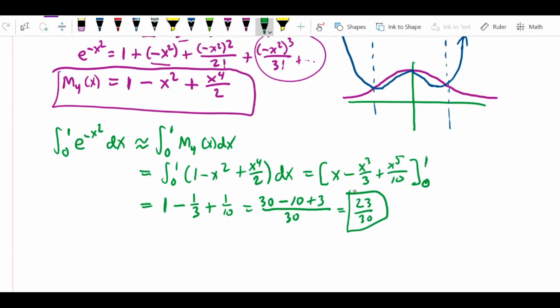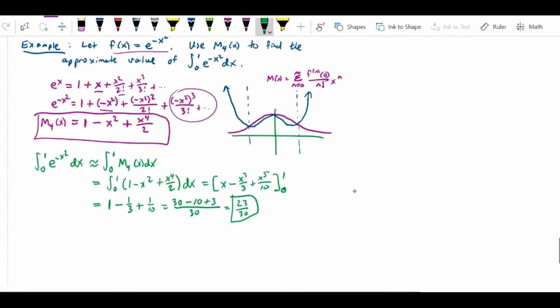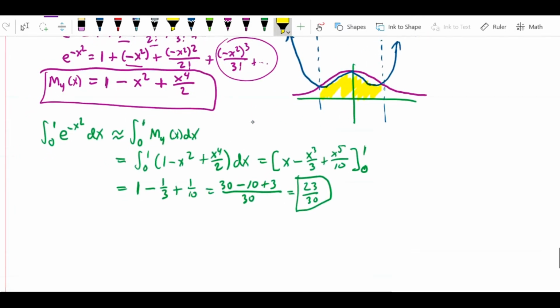Now, how good of an approximation is this? Hopefully you understand that what we did was find the area under this blue curve. I didn't find the area under the purple curve, but because of the way I constructed the blue curve, it's pretty close to the purple curve as long as I don't get too far from 0. So how close is this?